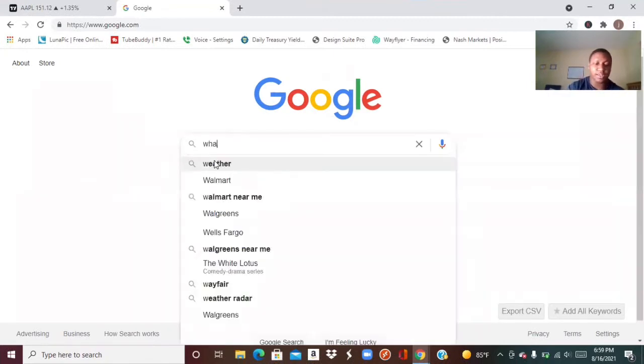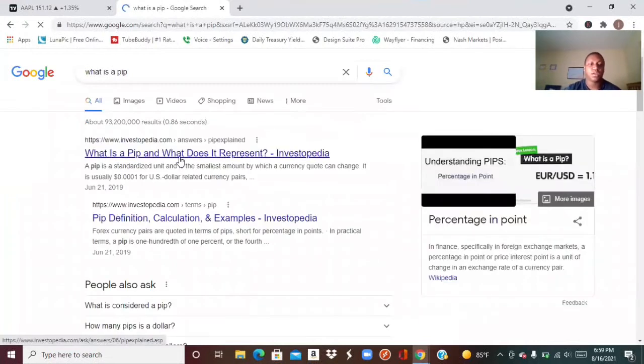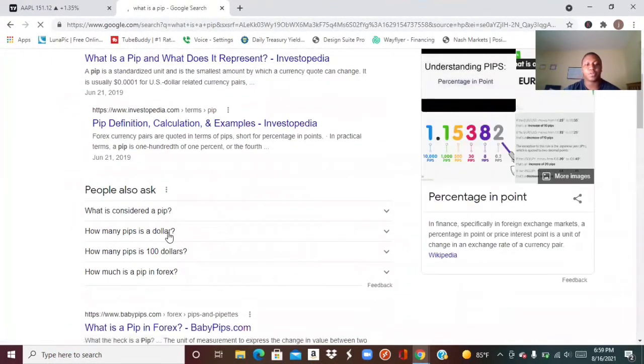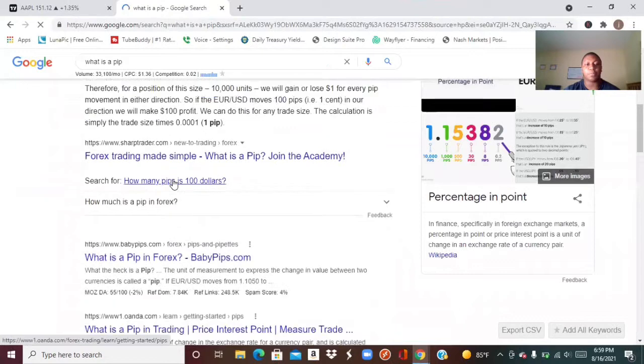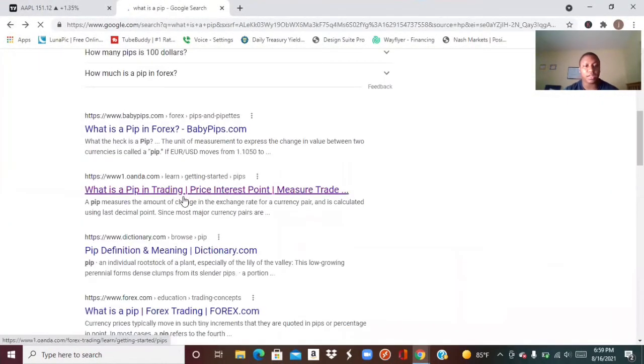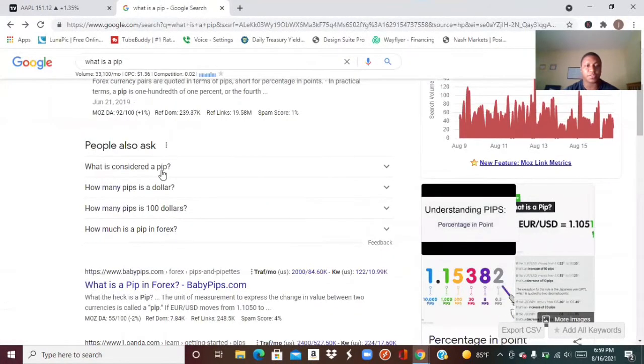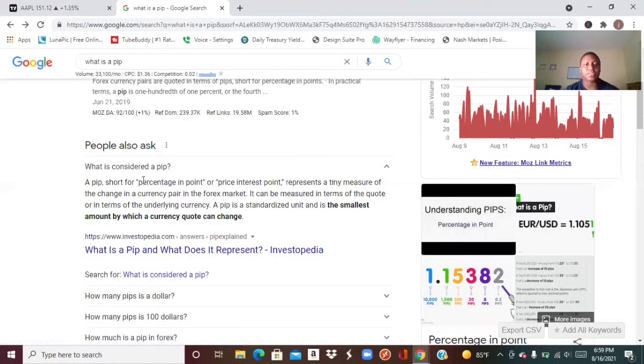Now, what is considered a pip? Let us go back. Here is the definition of what a pip is. The pip is called percentage in point, or price interest point. Really, it's just percentage in point. It's really, really simple. This is the standard unit that you use when it comes to trading.